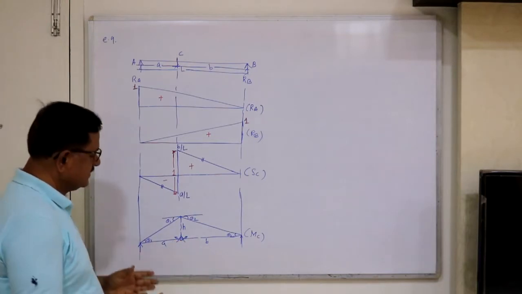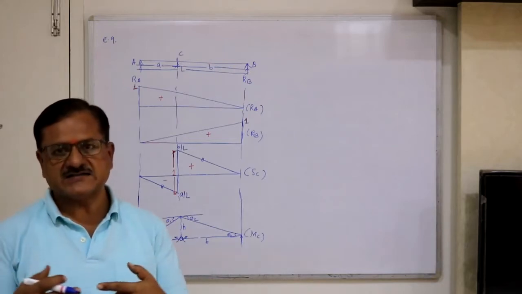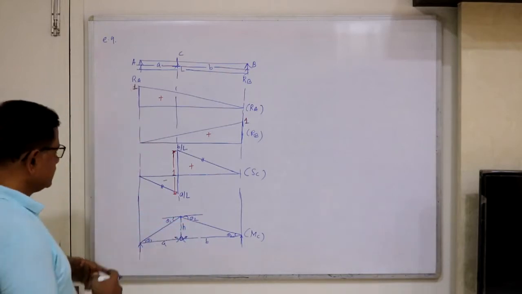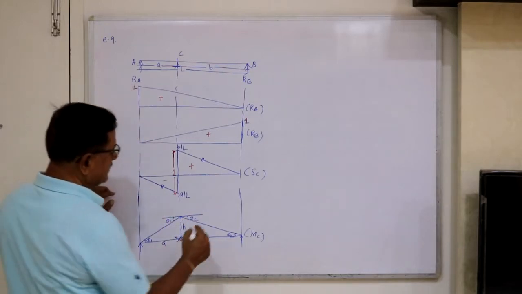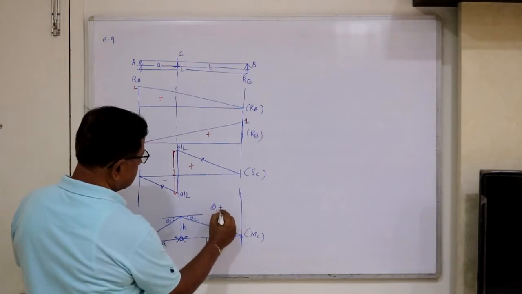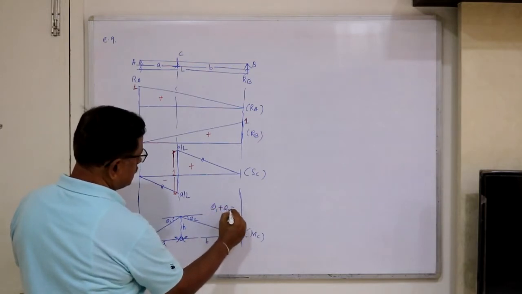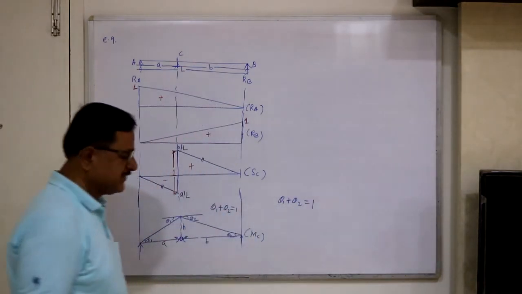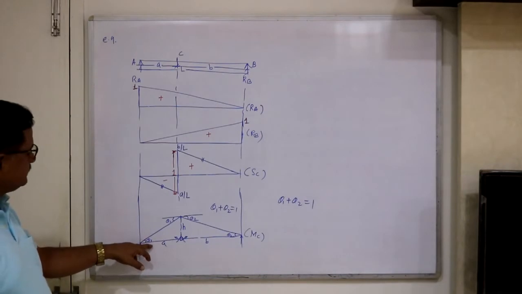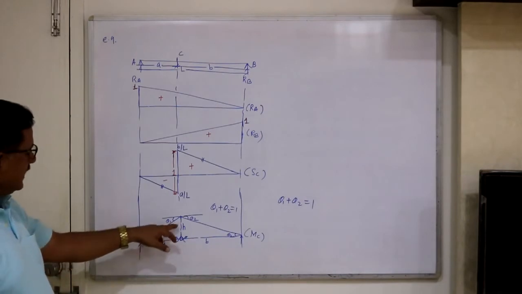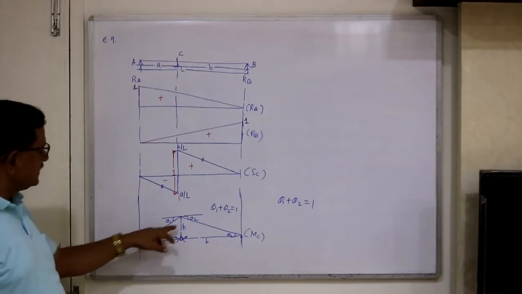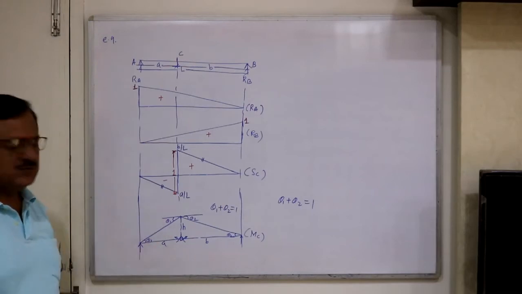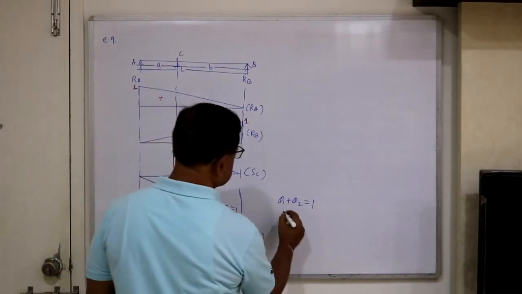So we are connecting two bars at C by an internal hinge and we are allowing them to rotate. Through unit rotation, that is theta 1 plus theta 2 equal to 1. What is theta 1? Theta 1 is nothing but h by a. Actually tan theta 1 equal to h by a. Since theta 1 is very small, tan theta 1 equal to theta 1, which is h by a.